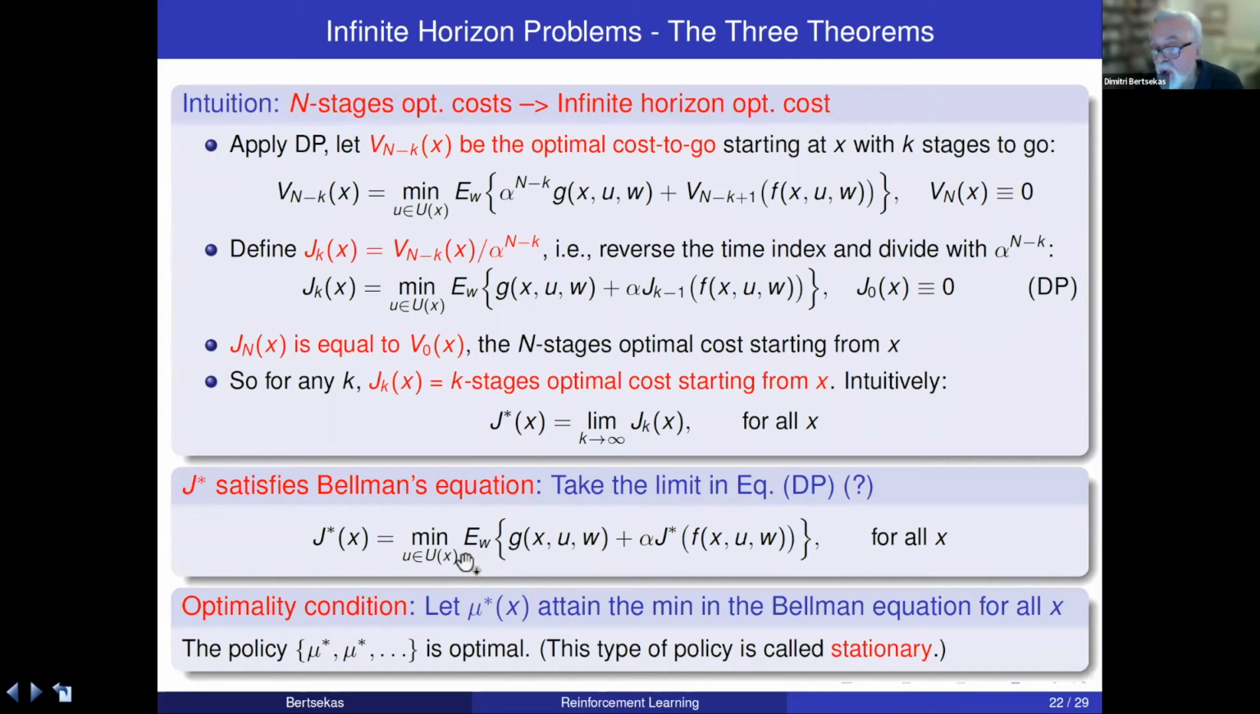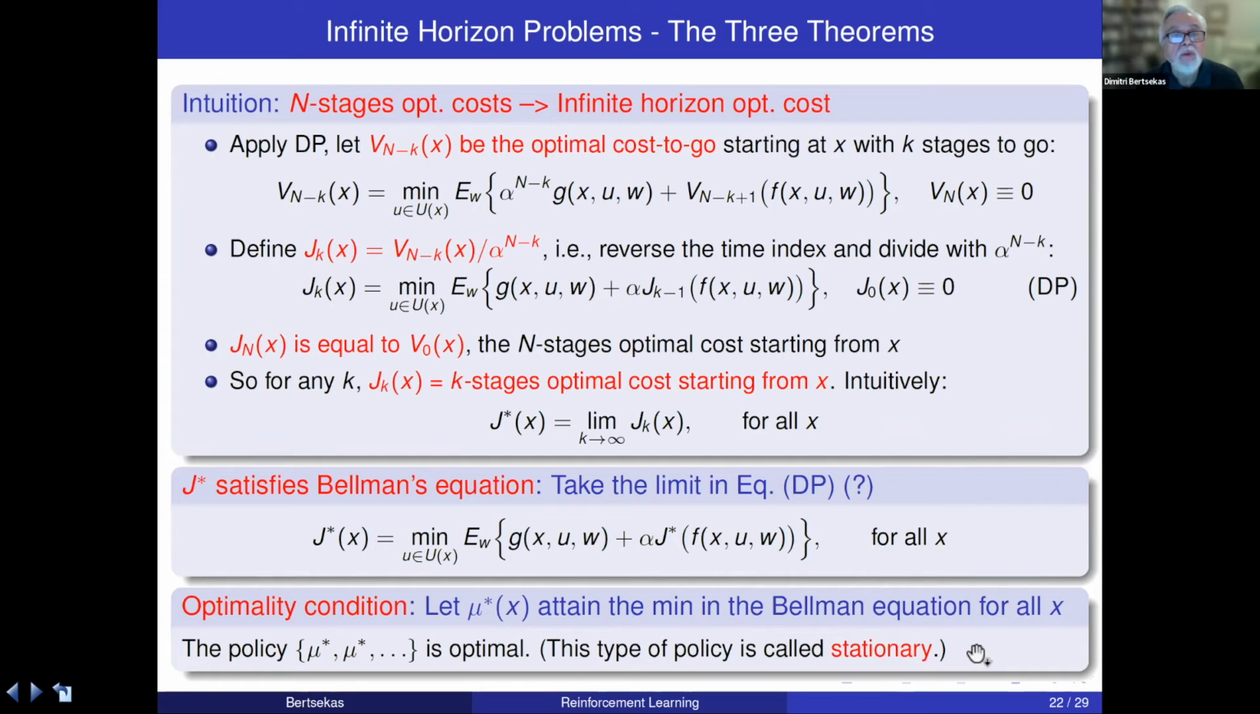These theorems do not hold always. They will hold for every problem that we're going to be discussing. They are the subject of theory. The theory of infinite horizon dynamic programming revolves around these theorems, guaranteeing that they hold under the right conditions.